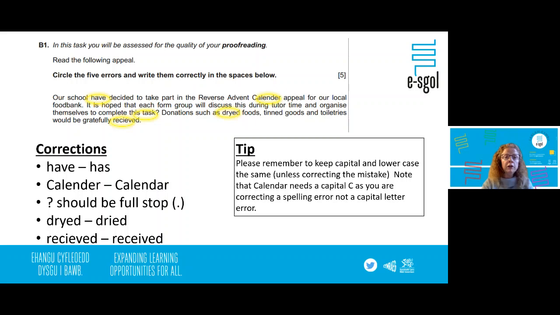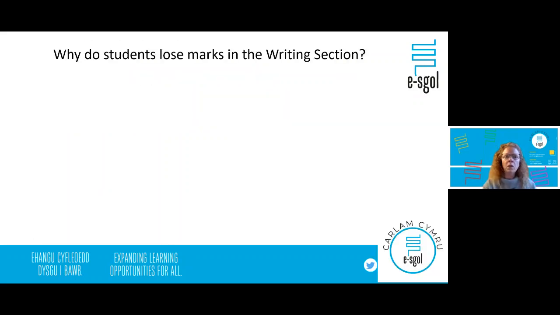Okay, so hopefully you've got 5 out of 5 there and you've found all the mistakes. And again, look, you've got that reminder there. Please keep the capital and lowercase letters the same as in the text, unless you're correcting a mistake, obviously. So in this particular example, calendar needs a capital C because you're correcting the spelling error, you're not correcting a capital letter error. It's really, really important. You actually wouldn't get the mark if you didn't keep the capitals and the lowercase as they should be.